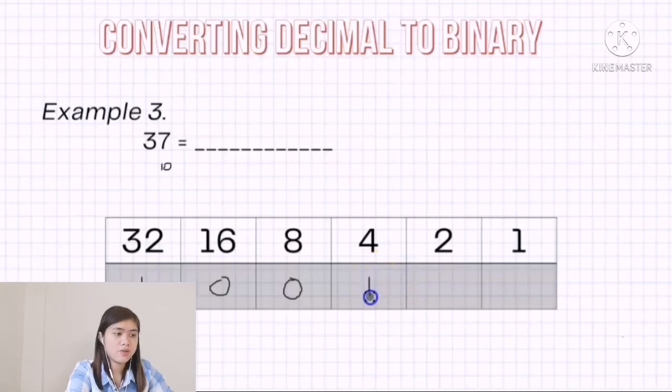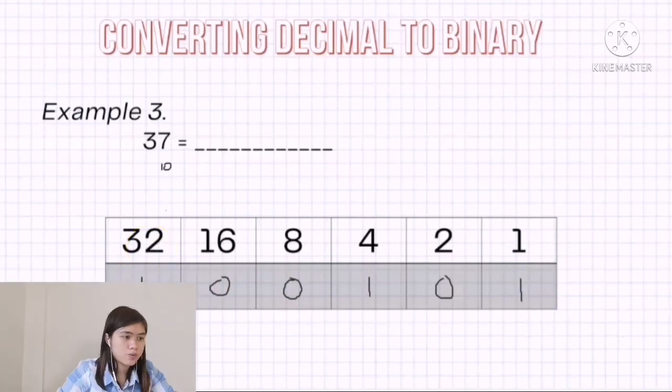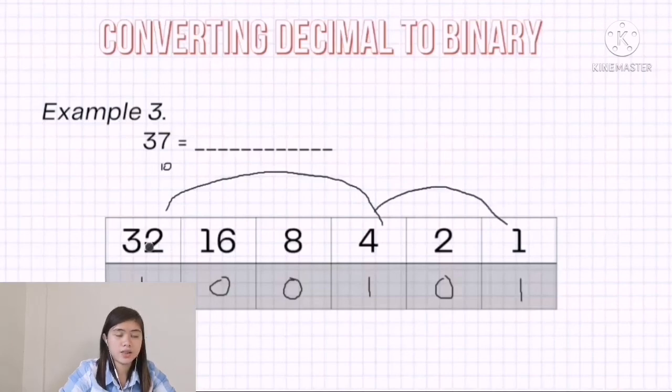Yes, of course. We already have 36, so if we add 2, that will be 38. So it will exceed 37. What are we going to write here? Okay, very good. That will be 0. And for this, since 1 is missing, we are going to write 1 here. Again, let's try to add: 32 plus 4, that will be 36. And plus 1, that will be 37, which is equivalent here.